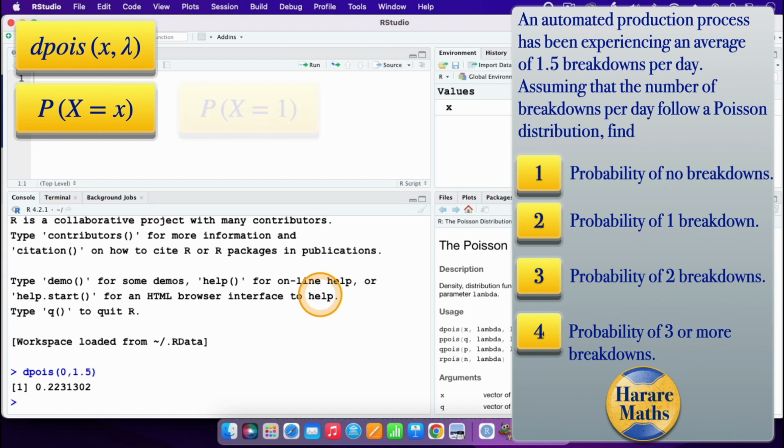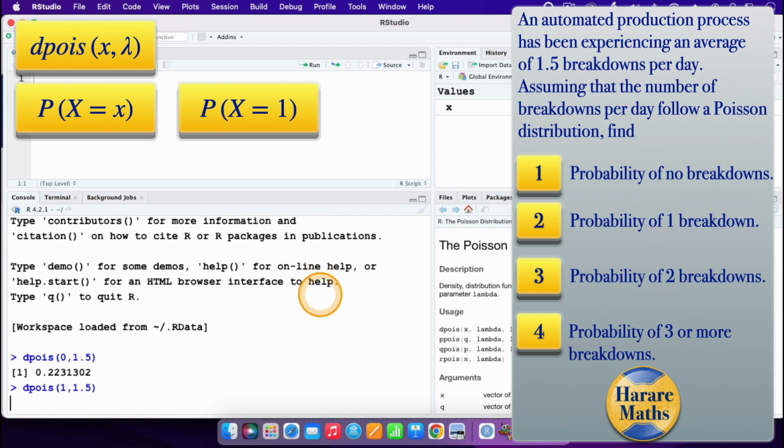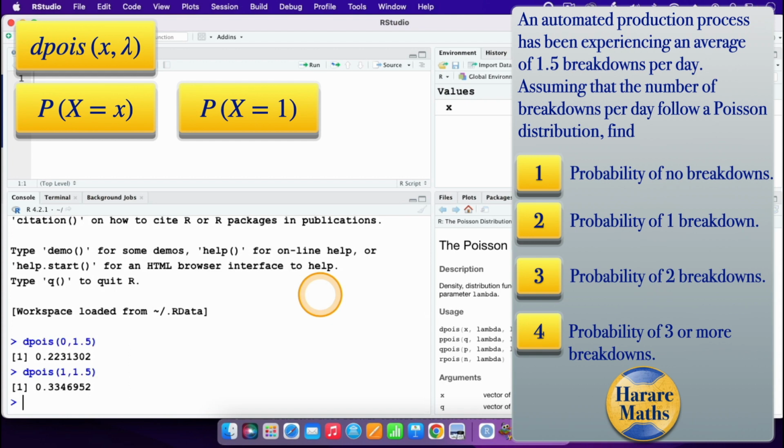For question number 2, we are looking at the probability of 1 breakdown. So we are looking at the probability that x is equal to 1. So what we have to do is we change where we had the dPois there, where we're looking at 0, we now look at 1. So I'll press the up arrow, then I'll just edit this command. Where I had 0, I'm putting 1. And I'll press enter, then it gives the probability as 0.3346952.